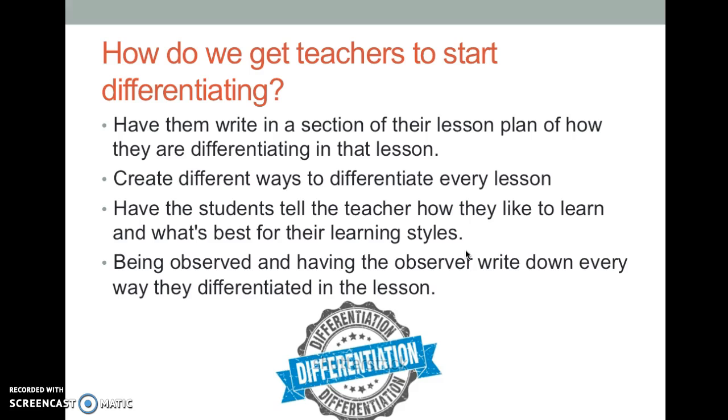And lastly, being observed and having the observer write down every way they differentiate in that lesson so they can go back and look at the lesson and see what they did well and what they did wrong. And that is all the ways that you can differentiate in a school setting.